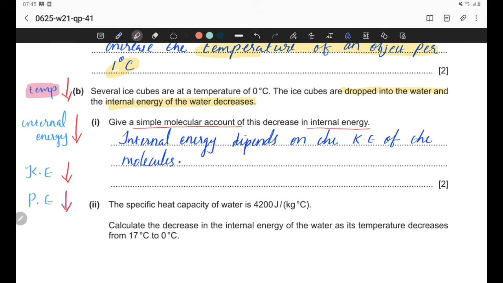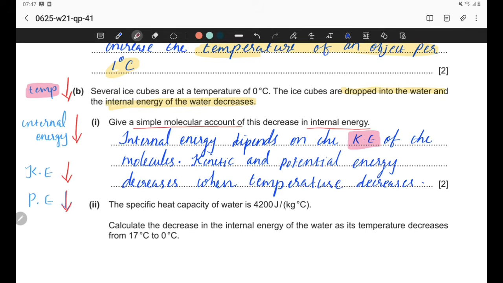So first point we can write, internal energy depends on the kinetic energy of the molecule. This is very important. For any object, internal energy means the sum of its kinetic and potential energy. And when temperature drops, the kinetic energy and potential energy also will reduce. And second point we can write, when temperature decreases, what will happen to this kinetic energy? So we can write kinetic and potential energy decreases when temperature decreases. This is a very important point, that kinetic and potential energy decreases when temperature decreases. It is applicable for all the systems.